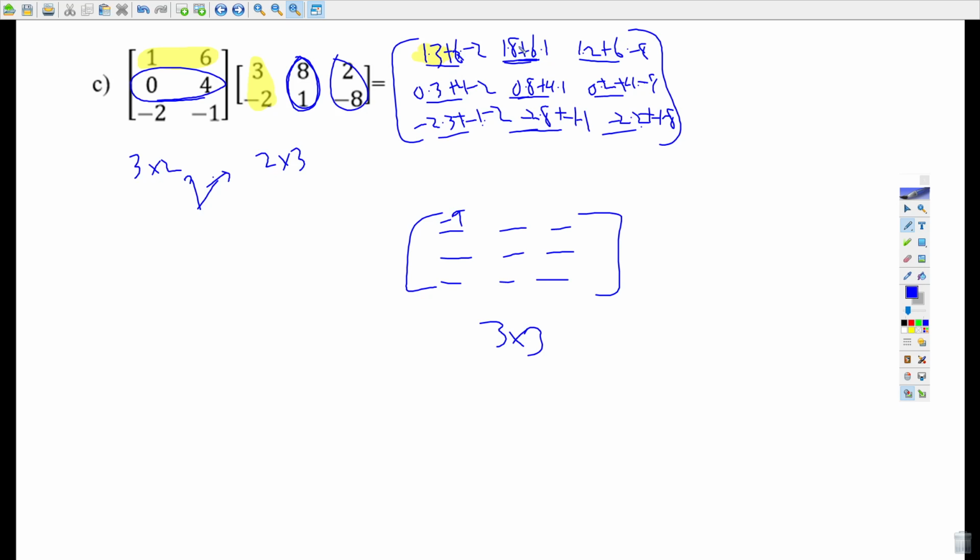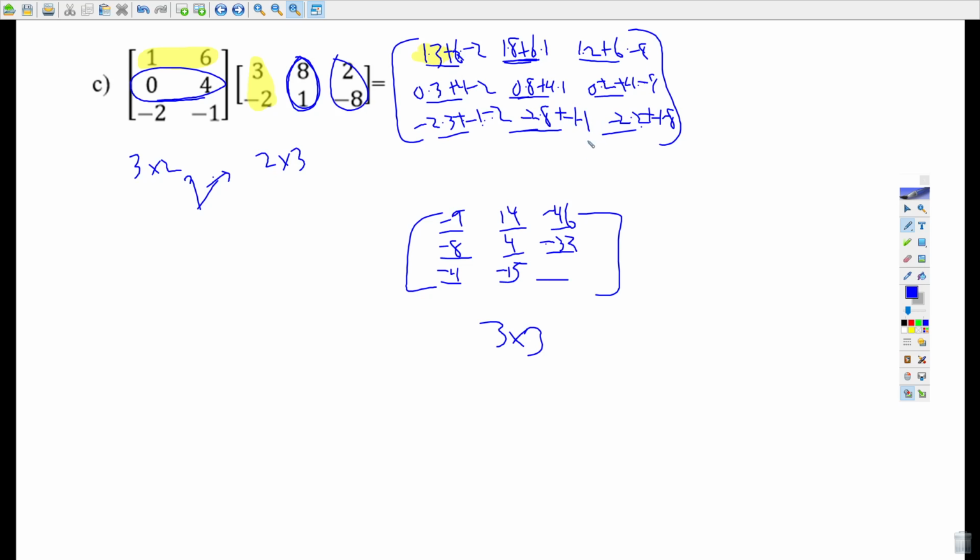Going across here, we have 8 plus 6, which is 14. 2 minus, this would be a negative 48, so negative 46. Next row, that's 0, and that's negative 8. This would be 4, 0, and I think that's negative 32, because 0 times 2. In the bottom row, we have negative 6 and a positive 2, so negative 4. Negative 16 and positive 1, negative 15.